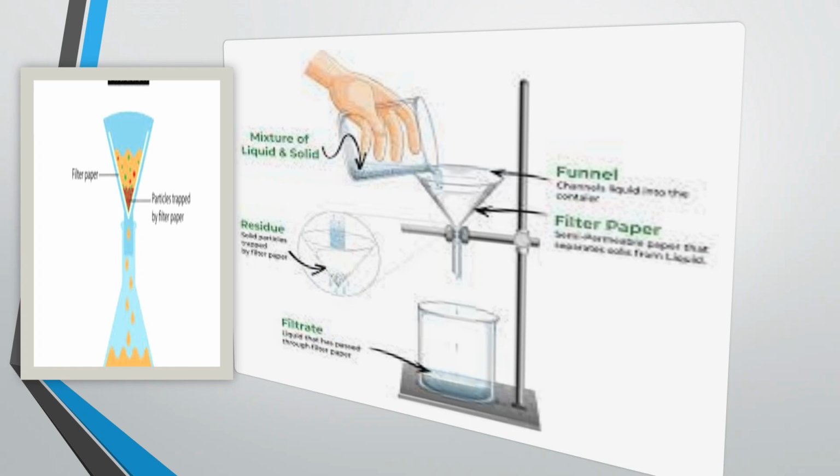This is how the filtration process is done. This is a diagram where we can see the funnel and the filter paper, and down below the solution filtrate is there. The residues will settle in the filter paper. So it has both a mixture of liquid and solid. We can trap the filtrate here.